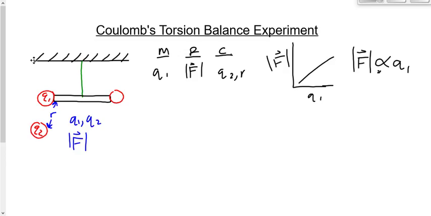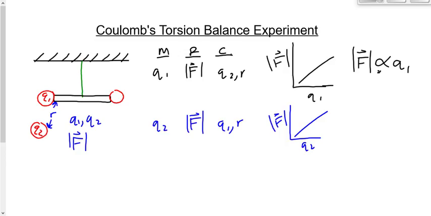Then he performs another experiment where he manipulates the value of Q2. The force is the responding variable. What's he got to keep constant this time? Q1 and R, the distance that separates them. Plots a graph there of Q2 and force. Guess what? That's a straight line as well, which tells him that the force is directly related to Q2. As Q2 goes up by a factor of 4, F goes up by a factor of 4. It's a direct relationship.